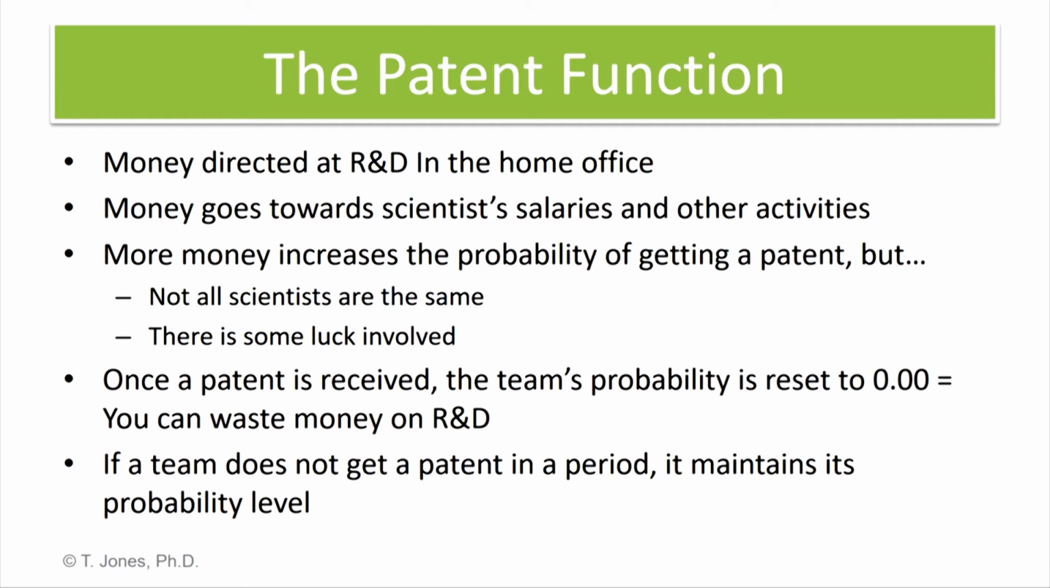Okay, but once you receive a patent, then the team's probability is reset to 0. So you start all over again towards the next grade. So that means you can waste money on R&D. For instance, if the program says that the value to get R&D is $5 million, and you spend 6, then you've essentially wasted $1 million on research and development. Now, there's a little bit of a trade-off there, because if you spend 5, there's a chance that you may not get it. Okay? But if you don't get it, you maintain your probability level so that there's a chance that next period you've got a much better chance at getting that.